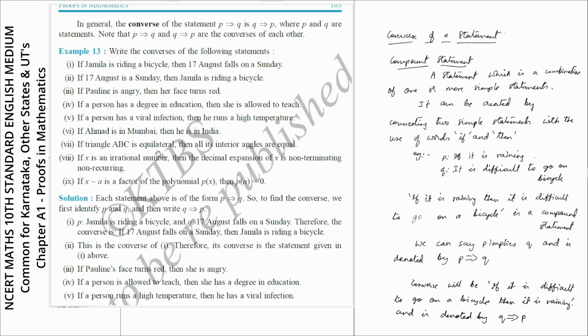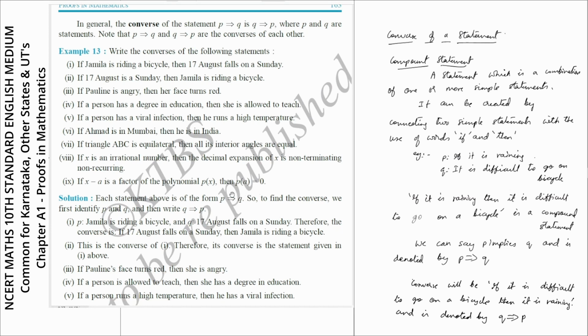If triangle ABC is equilateral, then all its interior angles are equal. If in triangle ABC all its interior angles are equal, then the triangle is equilateral. If x is an irrational number, then the decimal expansion of x is terminating non-recurring. If the decimal expansion of x is non-terminating non-recurring, then x is an irrational number. If x minus a is a factor of the polynomial p of x, then p of a is equal to 0.